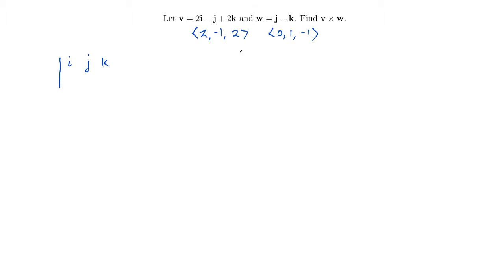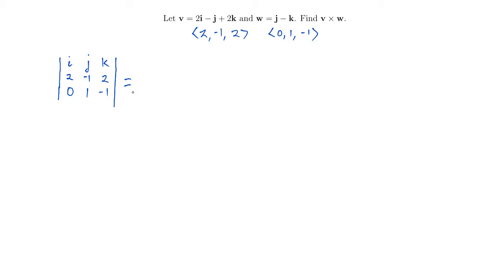The second row are the three components of the first vector, so 2, negative 1, 2. And the final row, the third row, are the components of the second vector, w in this case, so that's 0, 1, and negative 1. And then, as you can see, I'm asking you to take the determinant of that matrix. That's what those two bars are.